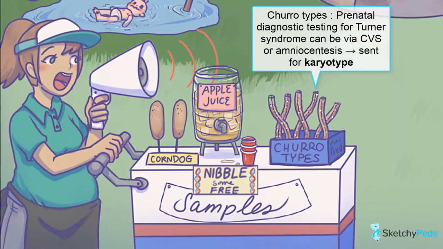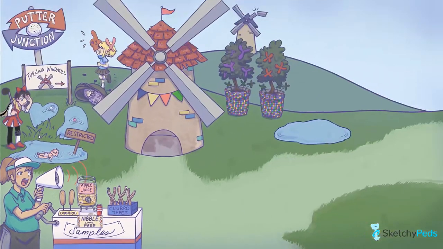Karyotype testing is represented here by the chromosome-shaped chorotypes display. Sometimes a prenatal diagnosis of Turner syndrome is made incidentally. For example, a mother might get CVS or amnio testing for another reason, and the final karyotype result diagnoses Turner syndrome in the fetus. However, many Turner's patients are not diagnosed prenatally.